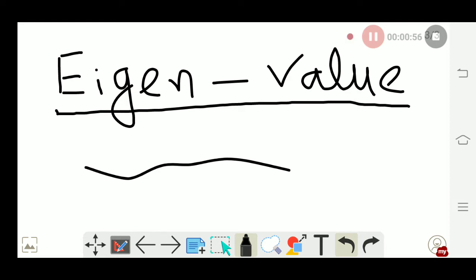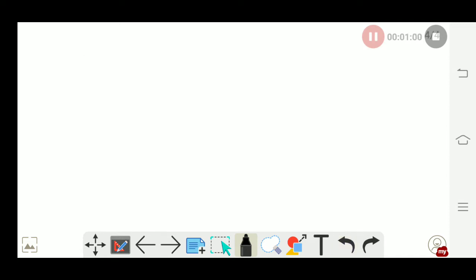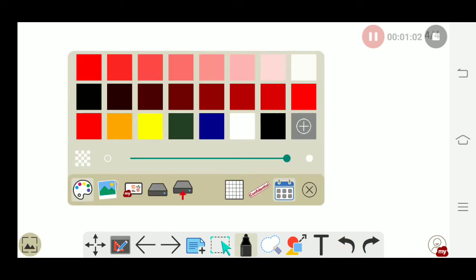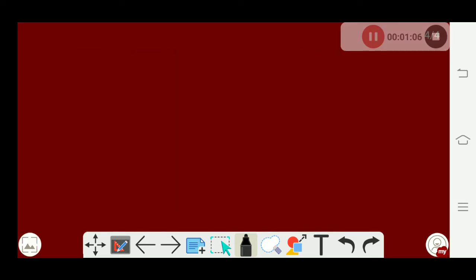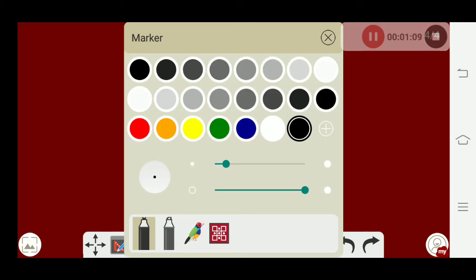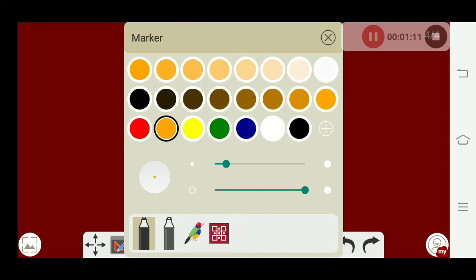Okay, let's go to the next page. Let me change the background to this color, and the pen to orange.